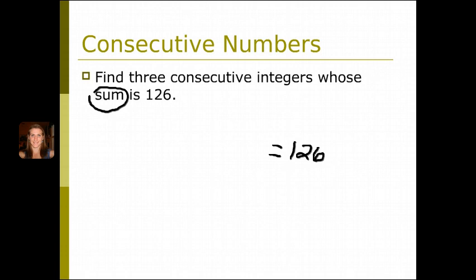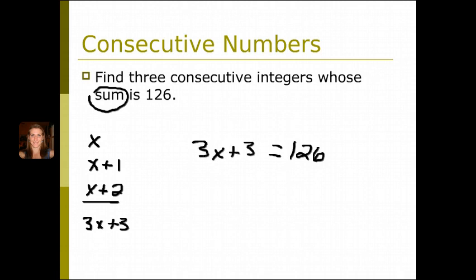Well, do we know what the first number is? No, we don't. Whenever we don't know something, we represent it with a variable. But we do know that to get from one number to the next, you have to add 1 to it. And to get from that first number to the third number, we have to add 2, which would give us 3x plus 3, and we're going to plug that into our equation.